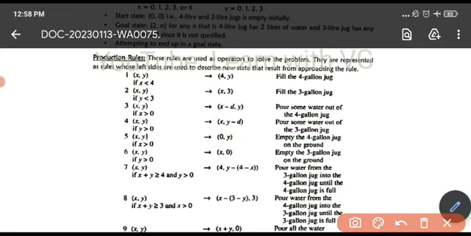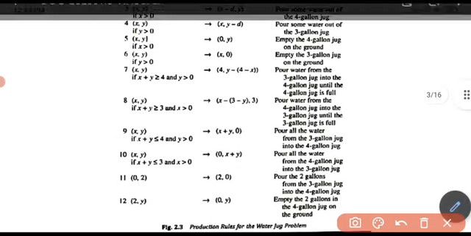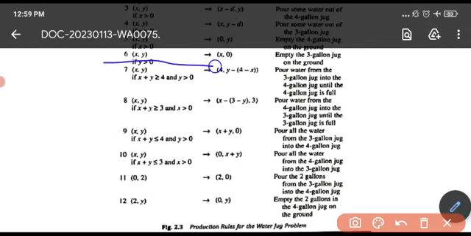Now here come the very important rules. The condition is (x, y) if x plus y is greater than or equal to 4 and y is greater than 0. What they are trying to explain is, if this has some water and this has some water, and if I add both of them together, what I get is 5.